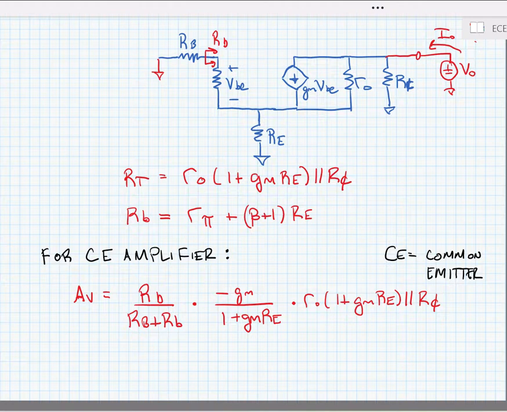All right, that's it. Now for every amplifier, we can find an expression for the voltage gain in a similar fashion, and we'll do so on the next videos.